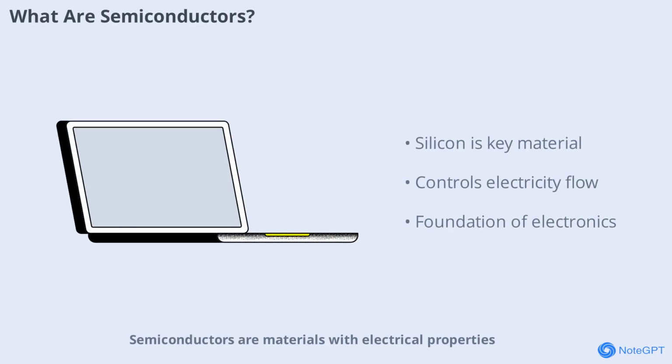Semiconductors are materials with electrical properties between those of conductors and insulators. Silicon is the most widely used semiconductor material. Its ability to control the flow of electricity makes it ideal for electronic devices. By adding small amounts of other elements, we can change how silicon behaves, allowing it to switch and amplify electrical signals. This property is the foundation for building complex circuits.